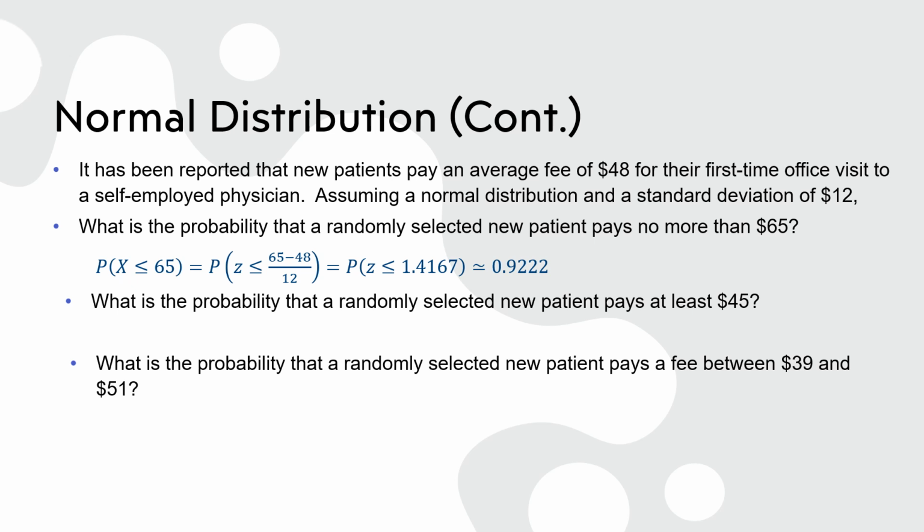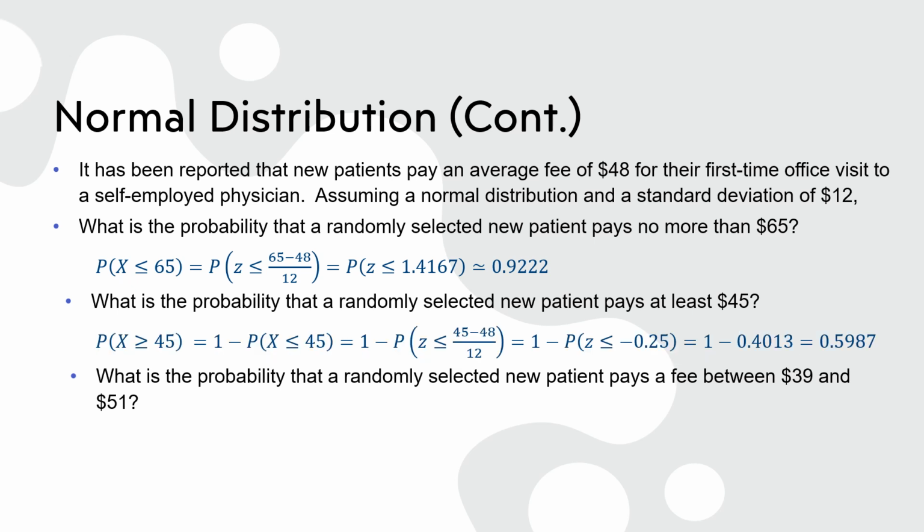We start by finding the z-score to determine how far $65 is from the average fee of $48 measured in standard deviations. To calculate the z-score, we subtract the mean, $48, from $65 and divide by the standard deviation, $12. The result is 1.42. Next, we look up this z-score in the standard normal distribution table or use Python to find the probability associated with it. For a z-score of 1.42, the probability is approximately 0.9222, meaning 92.22% of patients pay no more than $65.